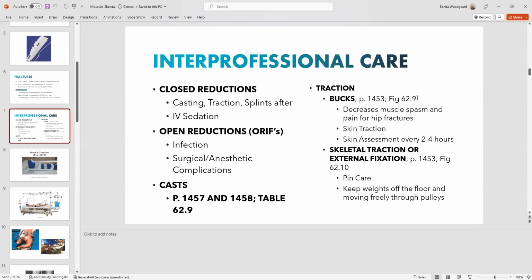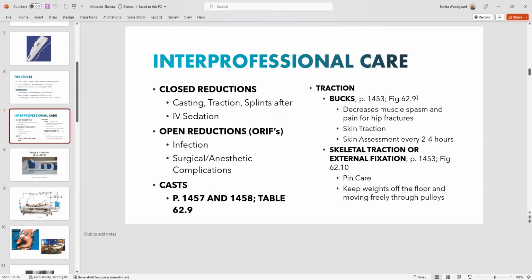And how would you evaluate if Buck's traction is working? The patient will be more comfortable. Skin assessments every 2 to 4 hours. You can release and look under that thing that we wrap around their leg. The pulleys and the weights should hang freely and not be on the floor or up against the bed or anything like that.